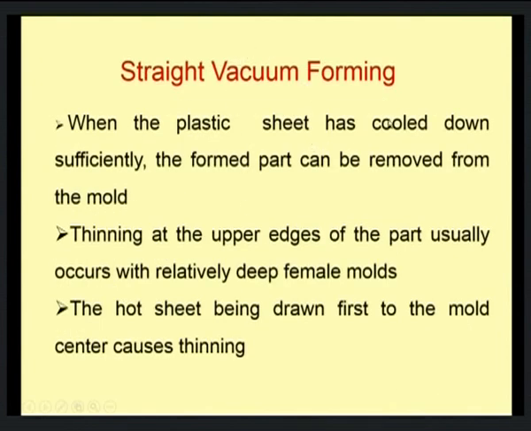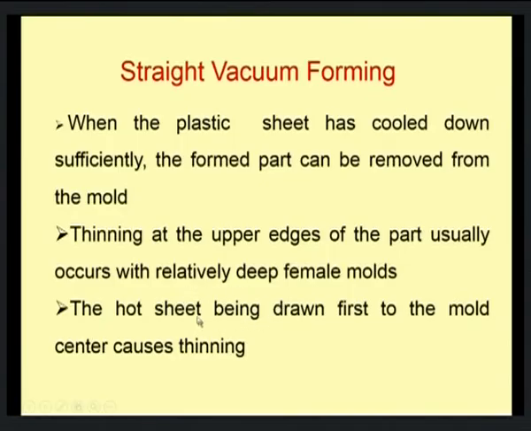Now, when the plastic sheet has cooled down sufficiently, the formed part can be removed from the mold. That is, once the plastic sheet comes in contact with the mold surface, it starts cooling. As a result, it will slowly solidify. Now, thinning at the upper edges of the part usually occurs with relatively deep female molds. That is, when we prepare a product of more depth in this method, then uniform thickness with respect to the product could not be maintained. So, that is one of the drawbacks here.